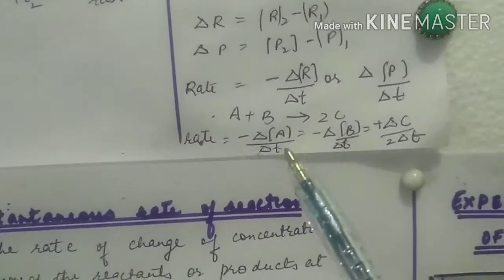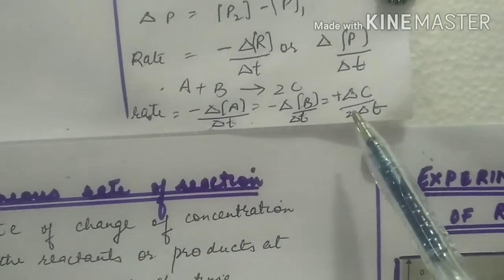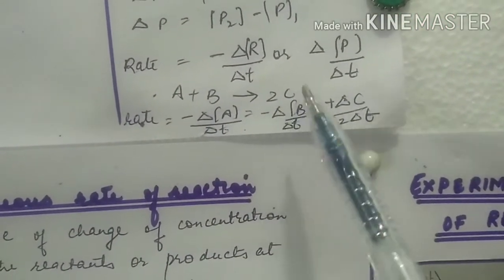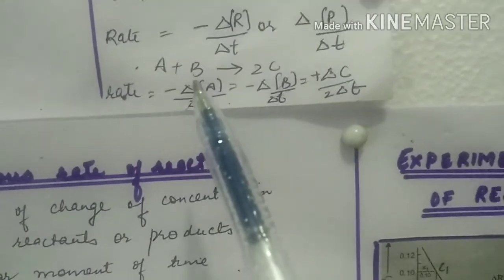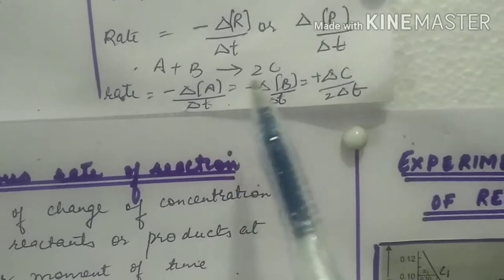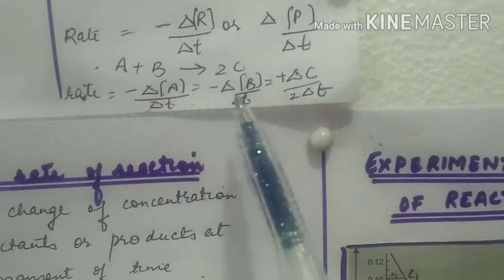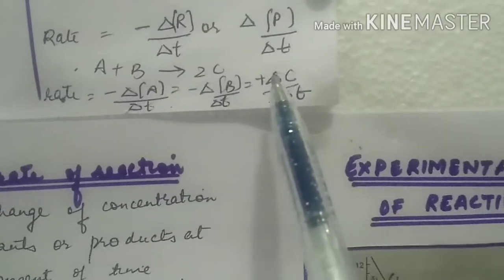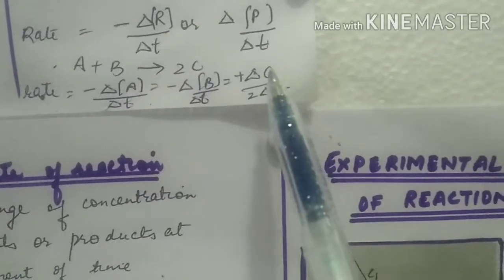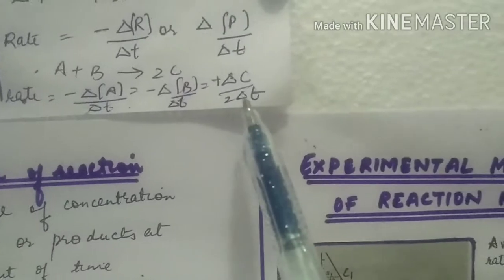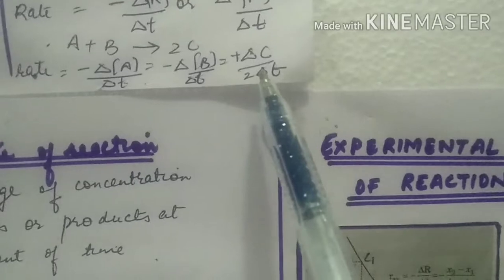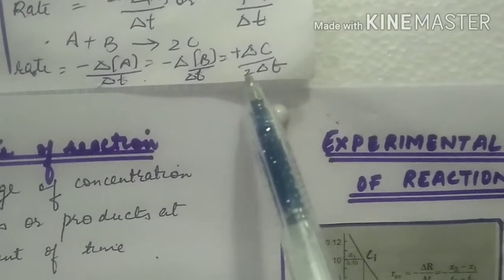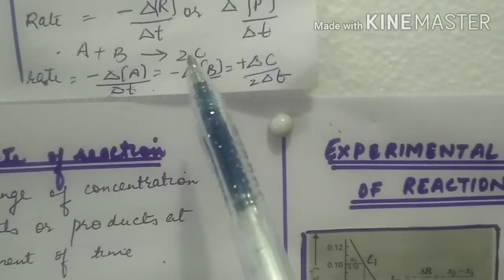But in this case, we divide this expression by the stoichiometric coefficient that appears with the concentration. For example, A, there is 1 mole, so rate will be minus change in A upon change in time. For B, 1 mole, minus change in B with change in time. For C, there are 2 moles, and it is a product, so plus change in C upon 2 into change in time. While writing the expression for rate, we divide this expression by the stoichiometric coefficient that appears in the equation. So this is how rate is expressed.